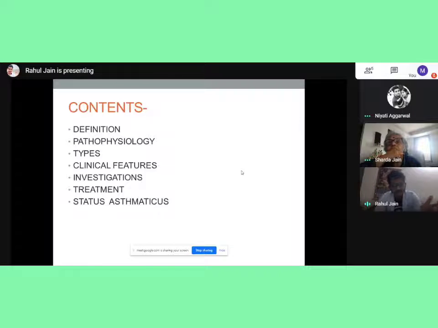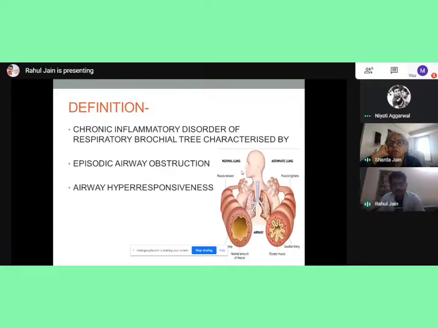So going over to the content, this is how we'll be discussing asthma. First we'll study definition, pathophysiology, types, and then we'll move on to management and treatment. In the end, we'll discuss status asthmaticus, an interesting entity. Coming on to definition, I put a definition where each and every word means something and is equally important to define a disease.